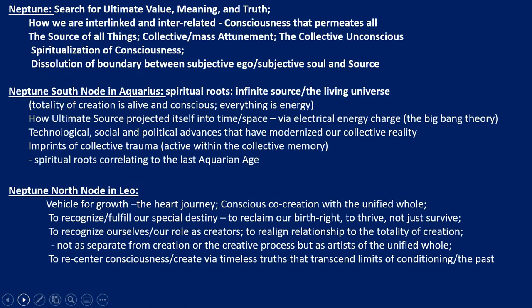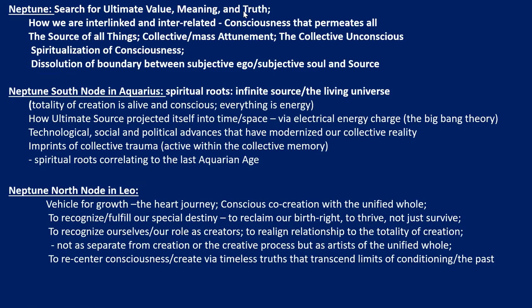Neptune, the search for ultimate. All of our ultimates are there. Ultimate value, meaning, and truth. Neptune shows how we're interlinked and interrelated. It is the consciousness that permeates all, the source of all things. This is collective or mass attunement, the collective unconscious.